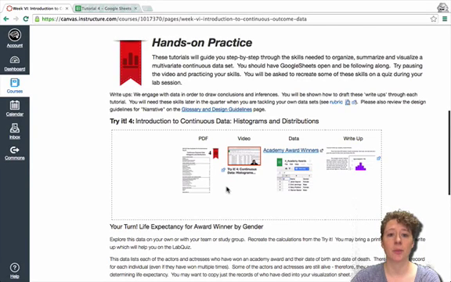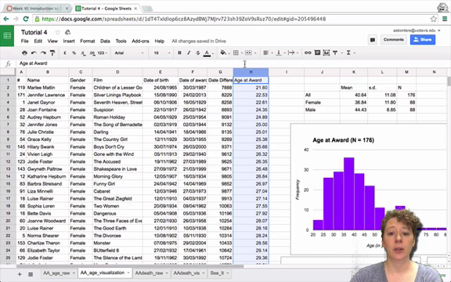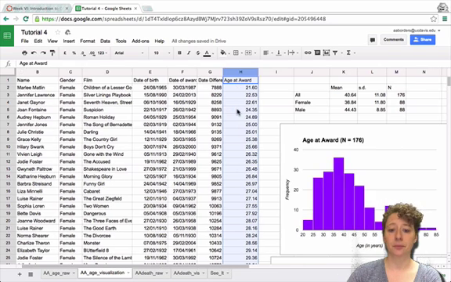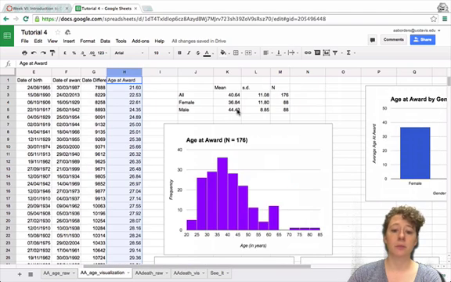This video is to help you with your write-up for Tutorial 4. In Tutorial 4, we were introduced to continuous data for the first time. In this data set on Academy Award winners, only the outcome variable age is continuous. Before we start breaking up the data by predictor variables, let's just look at the distribution of all the ages across the whole group. In the tutorial, we learned how to make a histogram using Google Docs instead of Excel.